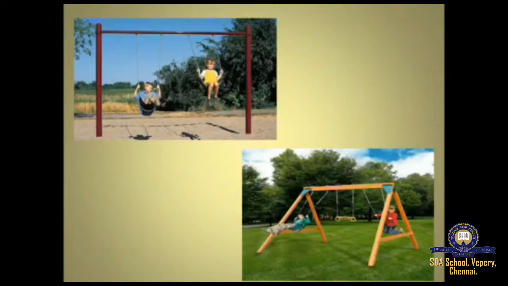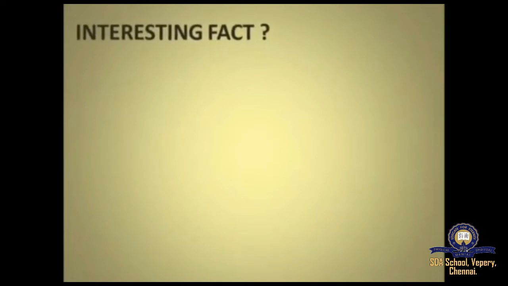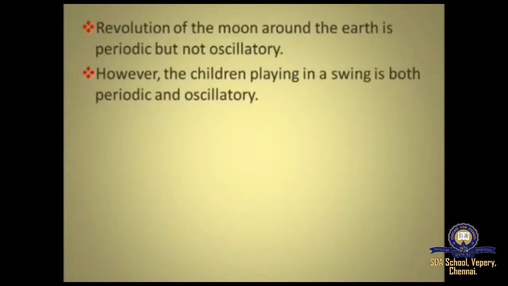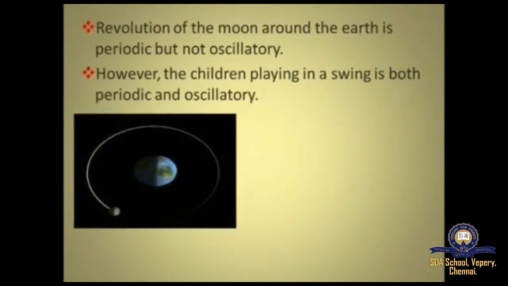Next we'll move on to an interesting fact. Do you notice that all oscillatory motions are periodic, but not all periodic motions are oscillatory? It's because the revolution of the moon around the earth is periodic but not oscillatory. What is periodic? When motion is repeated in equal intervals of time, we call it periodic, right? And what is oscillatory? The to and fro movement of an object is known as oscillatory. So, the revolution of the moon around the earth is periodic but not oscillatory.